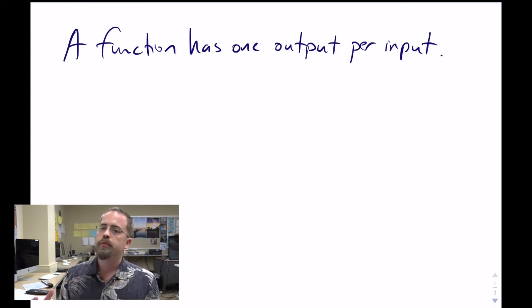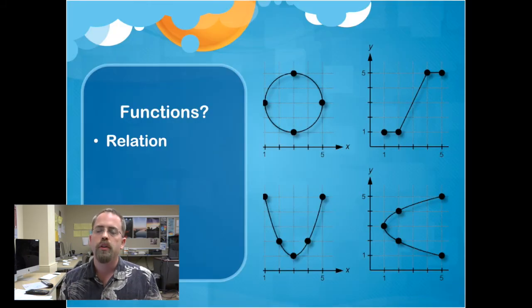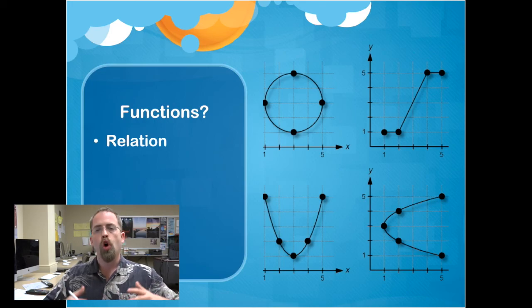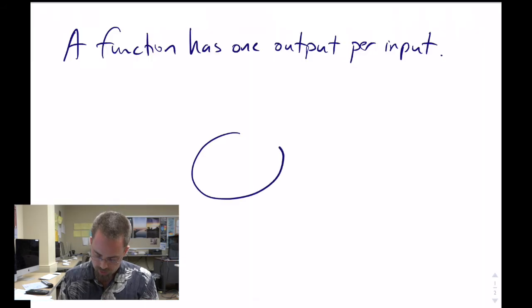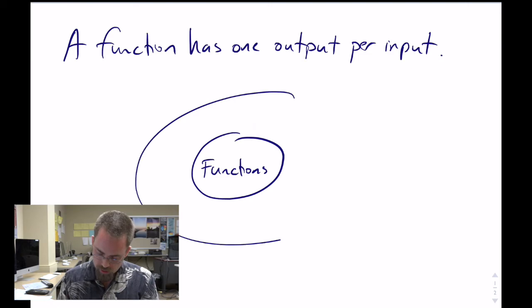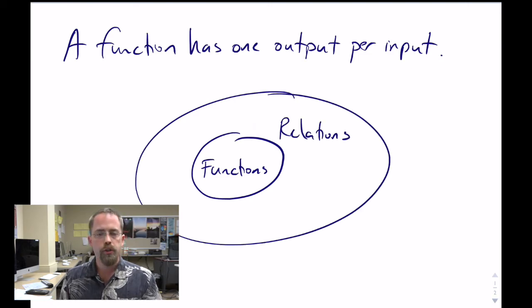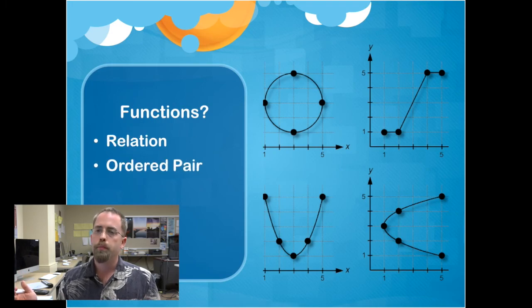Something that doesn't follow this rule, but just is a general set of x's and y's that go together, is simply a relation. A relation is a broader category than function. So you can think about maybe a Venn diagram where we talk about functions and relations. Every function is a relation, not every relation is a function. These are just ones that have ordered pairs within them.